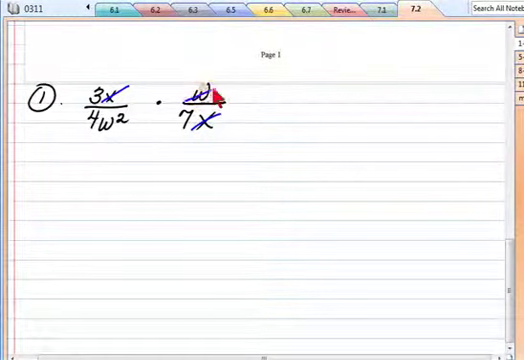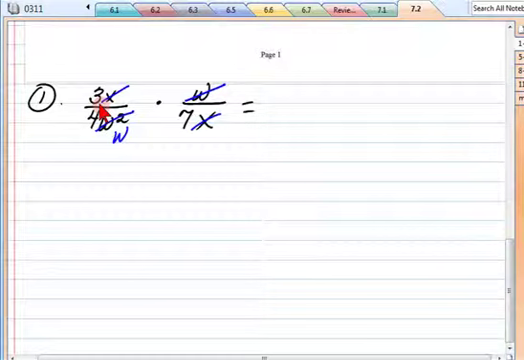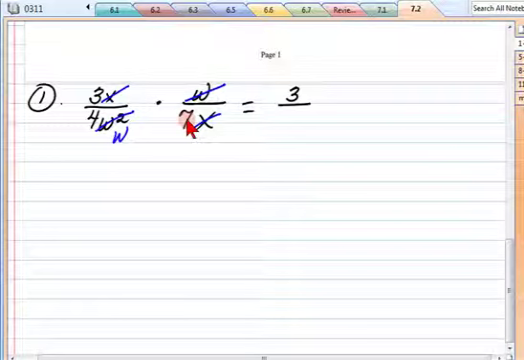W's. I have a single w here. I have w squared down here. So if I divide it, do you agree I get one w down there? Anything else? I don't think so. What do I have left? I have a 3 in the numerator. The denominator, I have 4 times w times 7. So I will call that 28w.